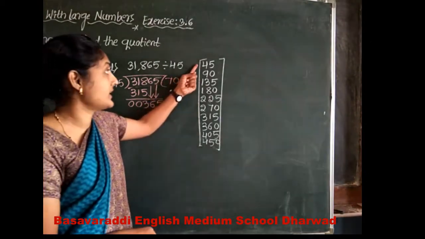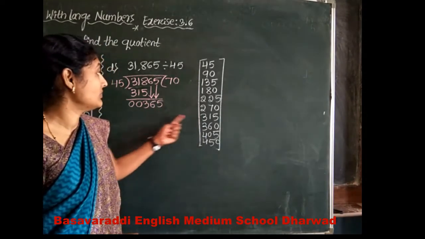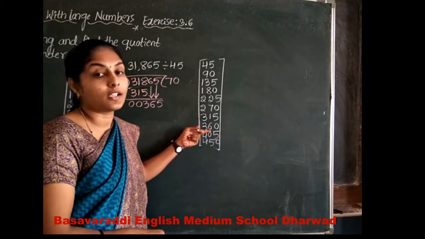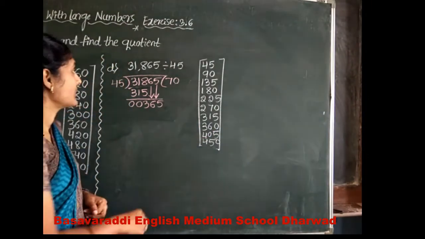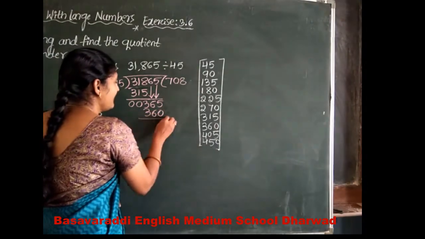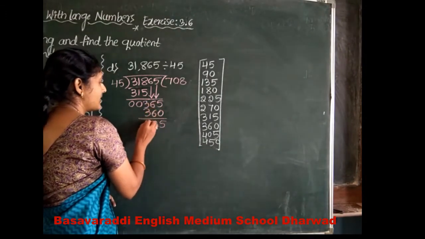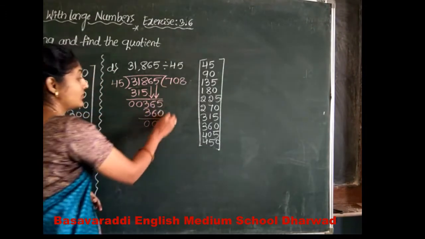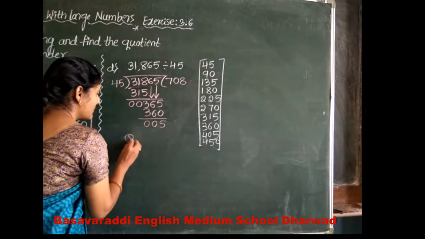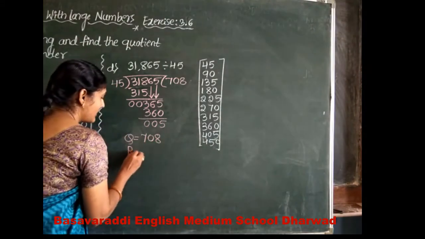We club all the digits, it becomes 365. Let's check whether 365 is in the 45 table or not. No, there is no 365. The nearest number is 360, that is 45 eights are 360. 5 minus 0 is 5. 6 minus 6 is 0. 3 minus 3 is 0. There is no number to take down, so stop the division. The quotient is 708. What is the remainder? The remainder is 5.